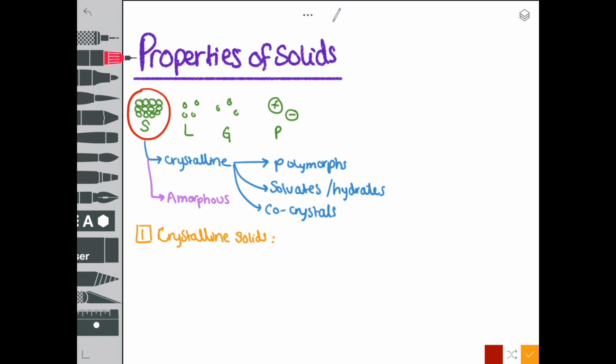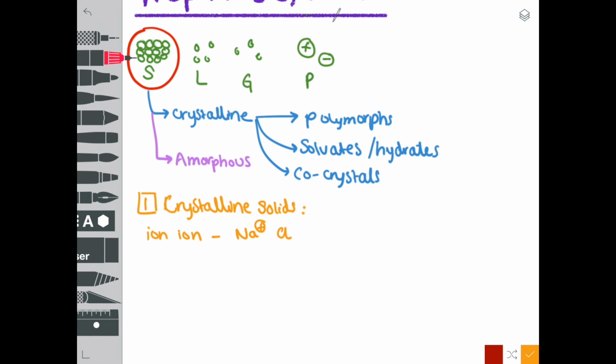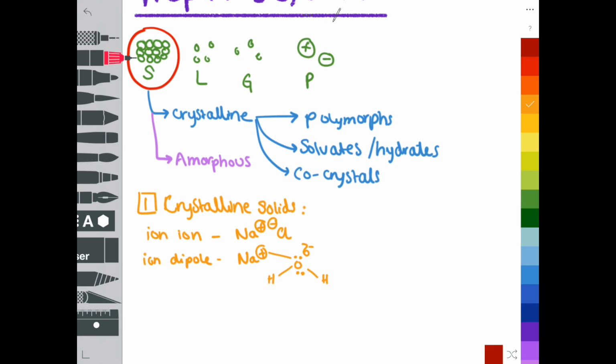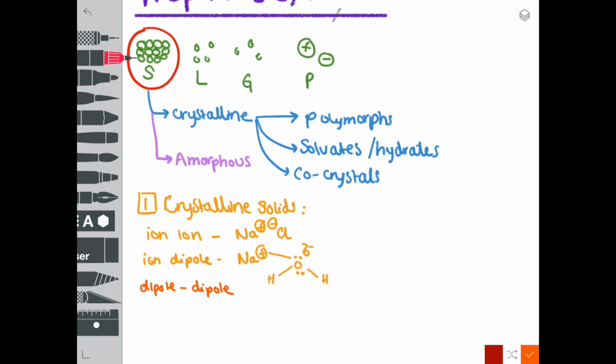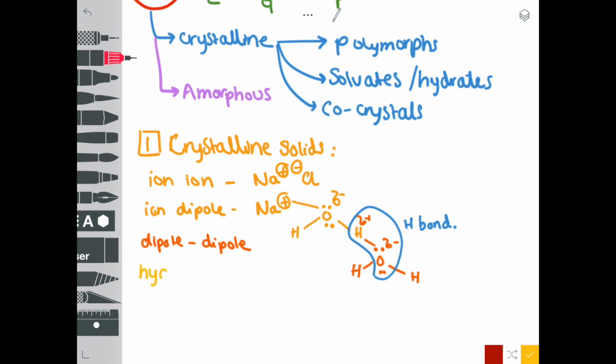A crystalline solid is held together by non-covalent bonds, so either as an ion-ion interaction where you have the charges attracting to each other, so a positive sodium to a negative chloride. You also have ion-dipole interactions where a positive charge is attracted to a slightly negative charge, as seen in H2O. And then you have dipole-dipole interactions, which happen between two slightly charged molecules. A famous example is the hydrogen bond. And you can also have hydrophobic interactions, which happen in the folding of proteins.